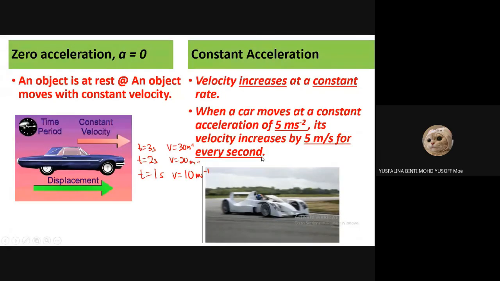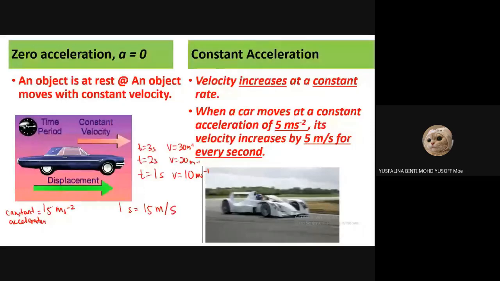So let's say the car moves with a constant acceleration of 15 ms^-2. What does it mean? This means for every 1 second, the car increases its velocity by 15 meters per second.